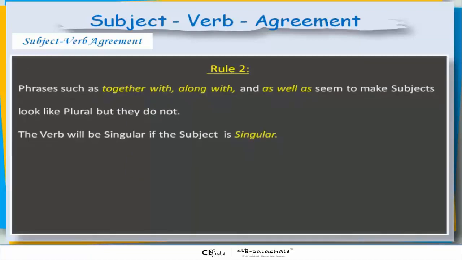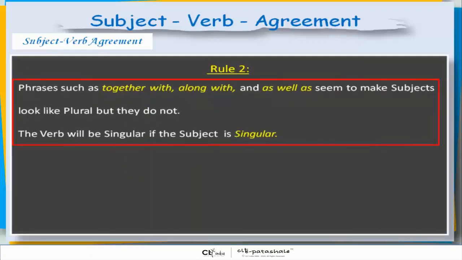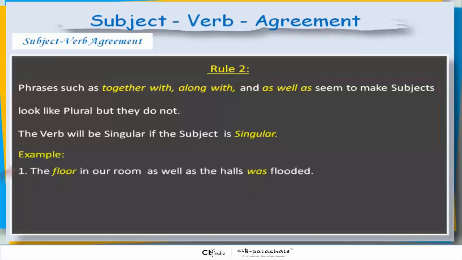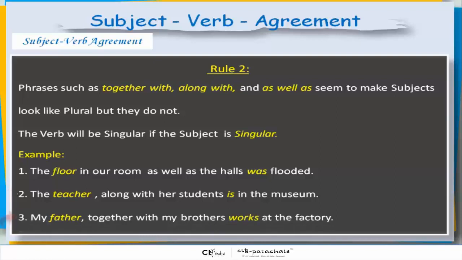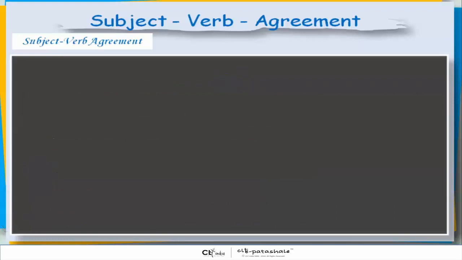And rule 2 is that phrases such as together with, along with, and as well as seem to make subjects look like plural, but they do not. The verb will be singular if the subject is singular. For example, the floor in our room as well as the halls was flooded. The teacher, along with her students, is in the museum. My father, together with my brothers, works at a factory.